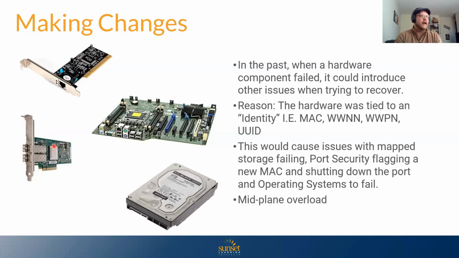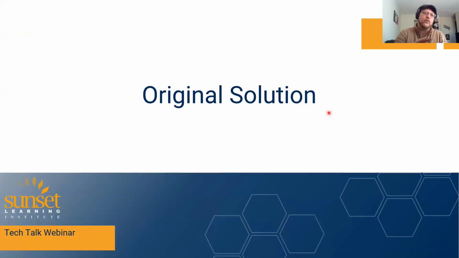Another thing that I want to make a mention of here, and I'll talk about this a little bit later, is midplane overloading. In the past, a lot of our devices had these things called midplanes. I'll get to that here in just a second. But the biggest thing to note here is that making changes caused issues just by replacing a network card, right? That was a pretty big bummer. So what are we going to do? What's the original solution here?